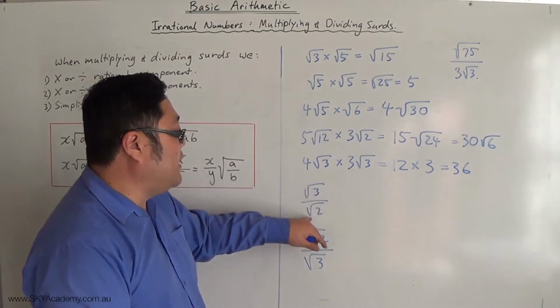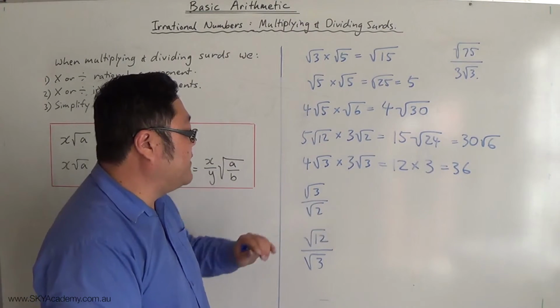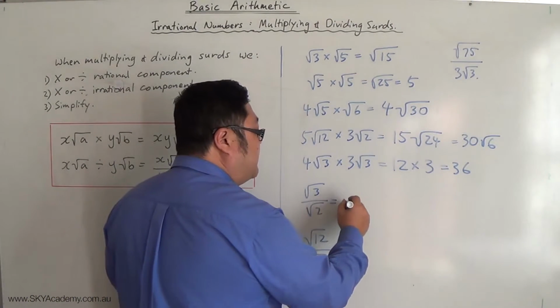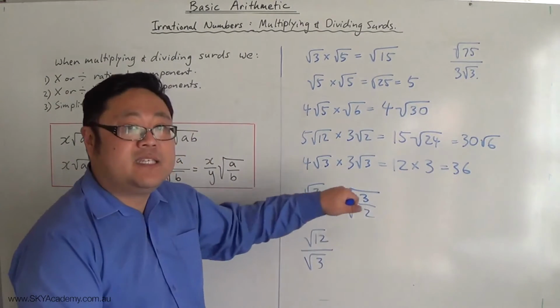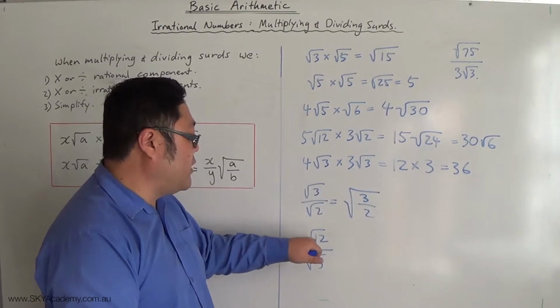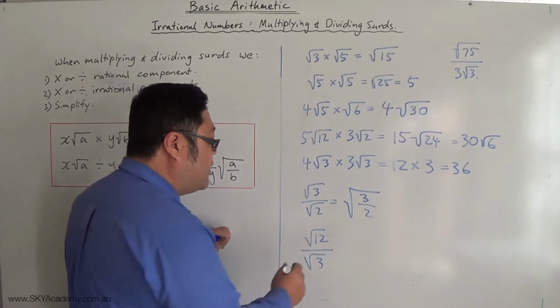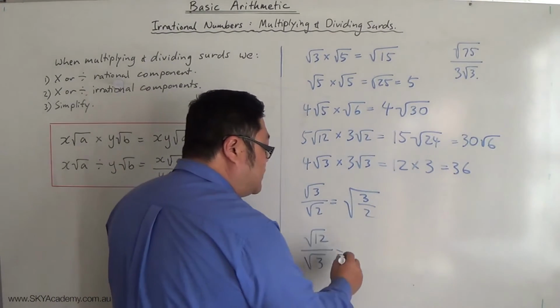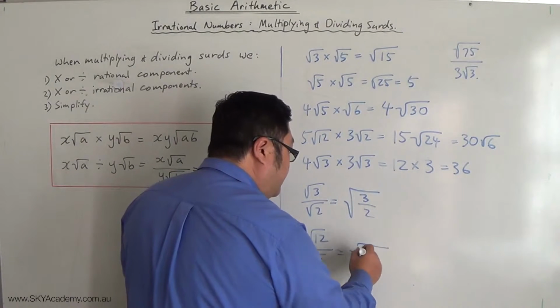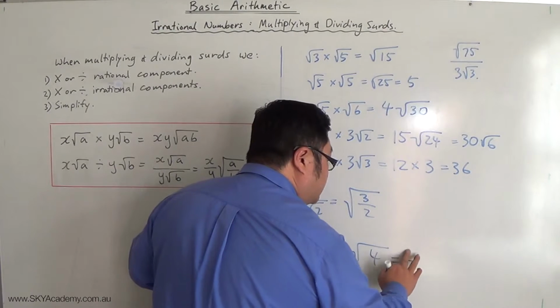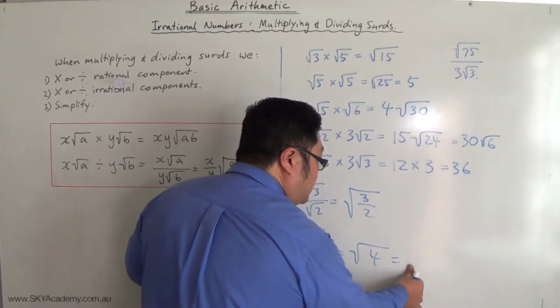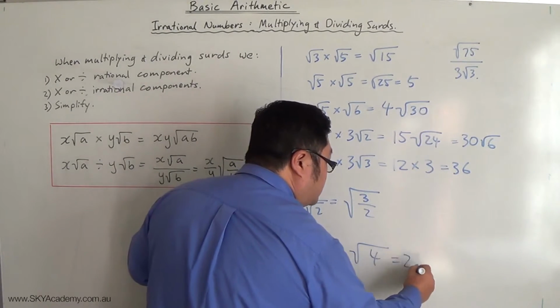The square root of 3 divided by the square root of 2 is going to be the square root of 3 on 2. So they're actually the same thing. The square root of 12 divided by the square root of 3. Now 3 can go into 12, so it's the square root of 12 divided by 3, which is 4. Square root of 4 is 2.